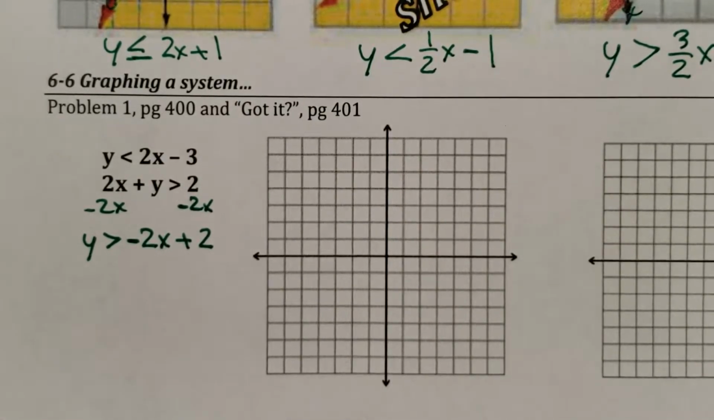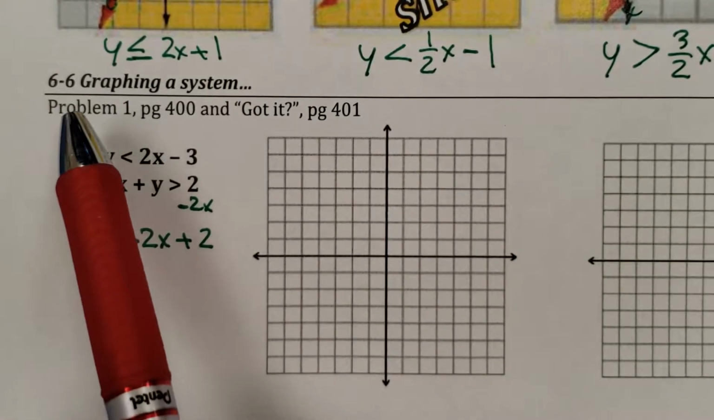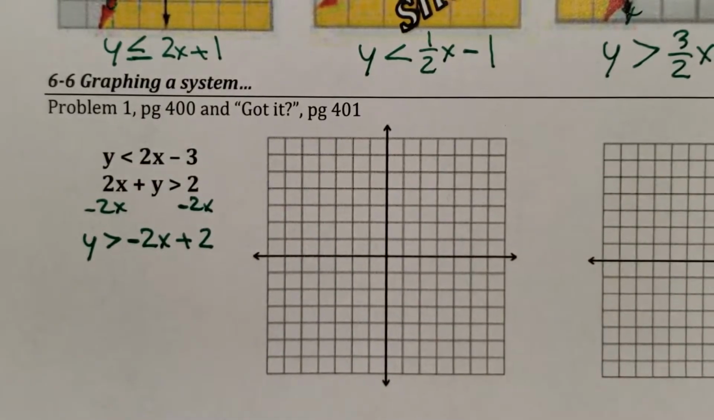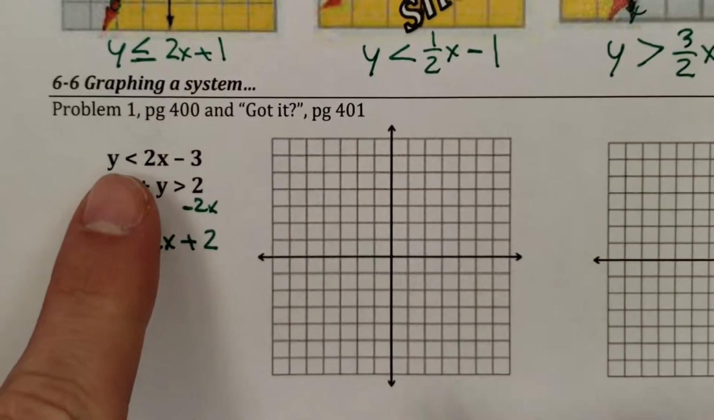All right, I'm only going to cover 2 examples for 6-6 graphing a system. So basically, you just graph 2 of them on one, and you see where they overlap. So here we go. Let's graph the first one here.